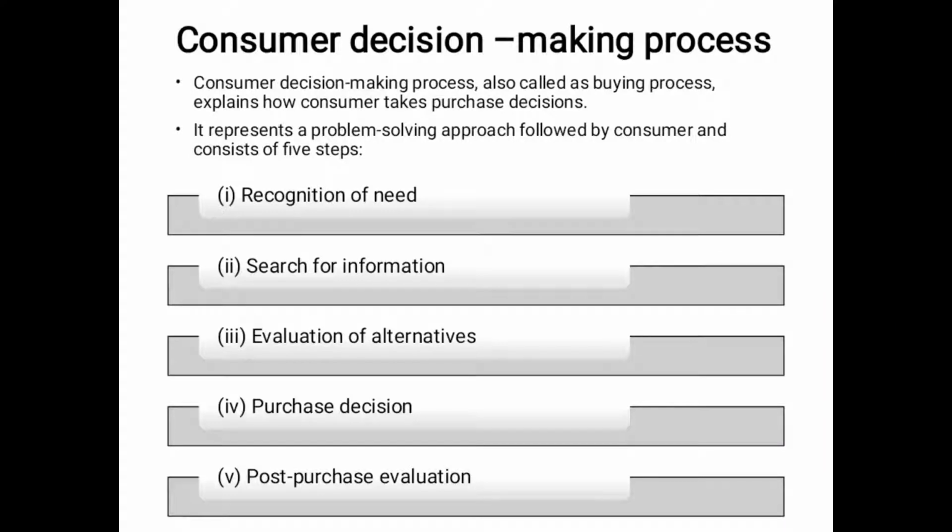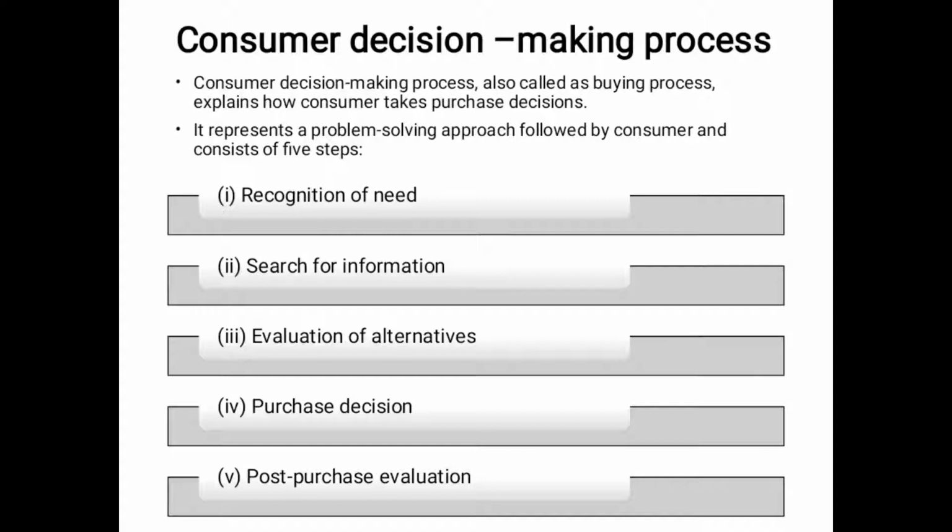So what are the stages of the consumer decision making process? The consumer decision making process, also called the buying process, explains how a consumer takes a purchase decision. It represents a problem solving approach followed by the consumer and consists of five steps. I have always said that process means there are various steps, one after another. So in this process there are five steps.